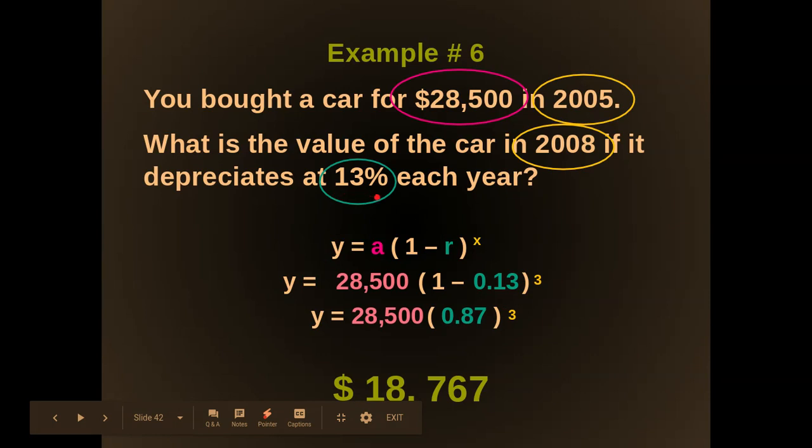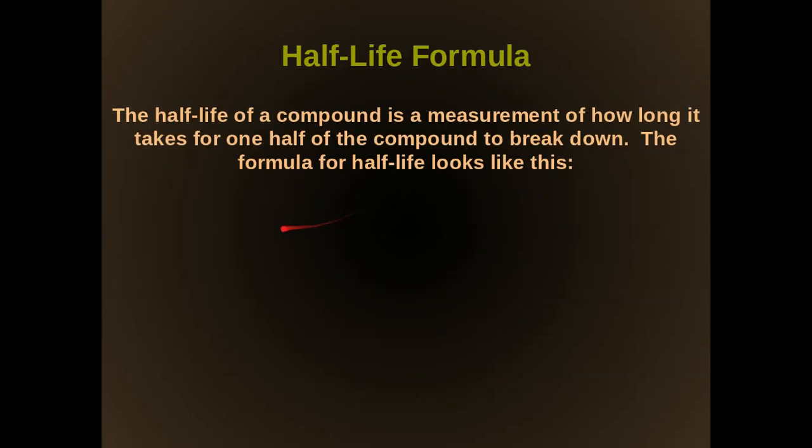There's another type of exponential decay that's really common, and we'll talk a little bit more about this tomorrow. But that is something called half-life. So half-life is something that all substances have. A half-life of a compound or element is a measurement of how long it takes for one half of the compound to break down, which means that after the half-life period, only half of whatever substance you're talking about is left. So that means that we're multiplying by 0.5 or multiplying by half every time period.